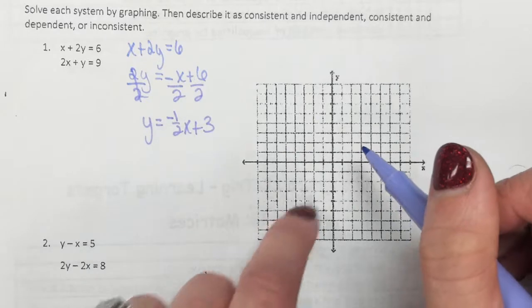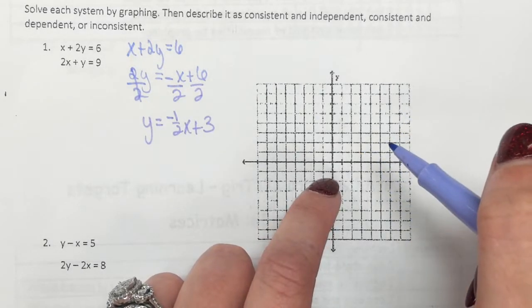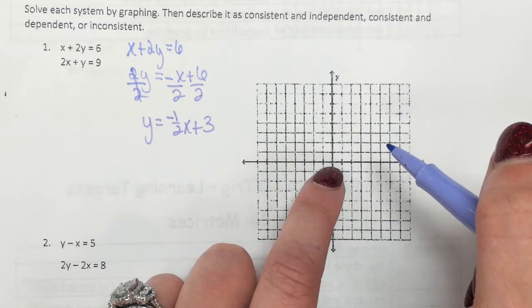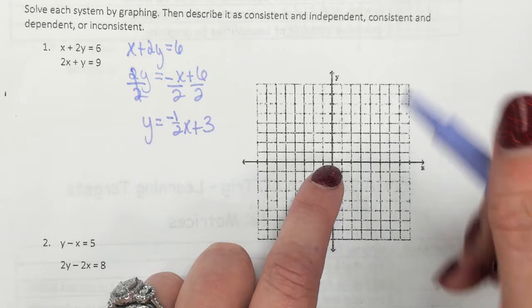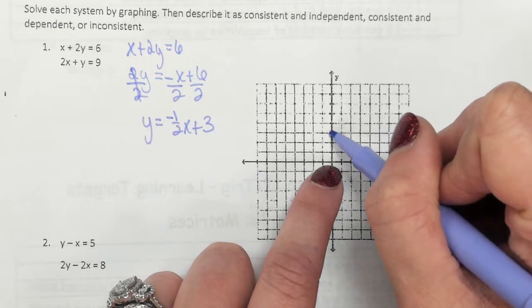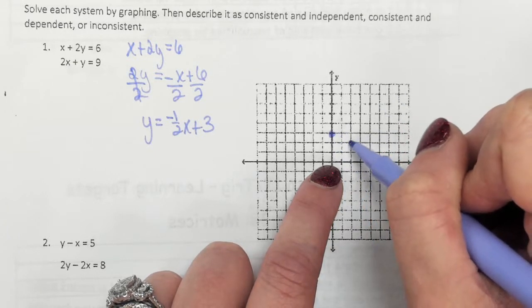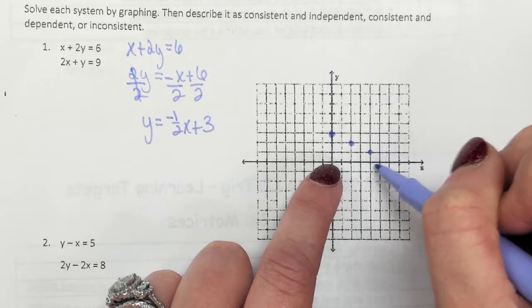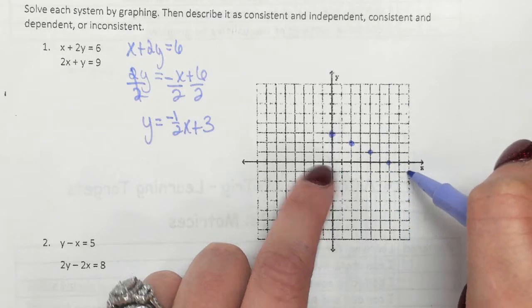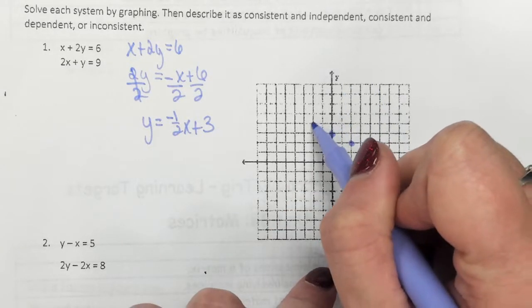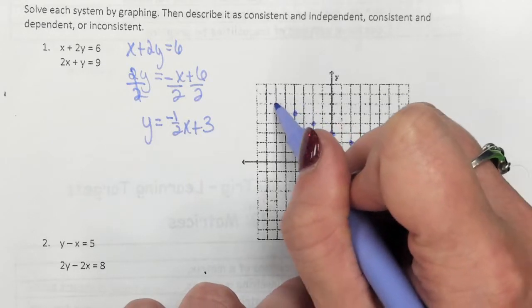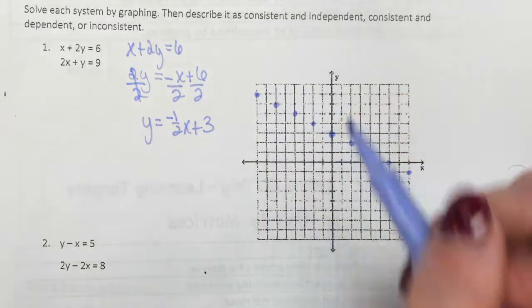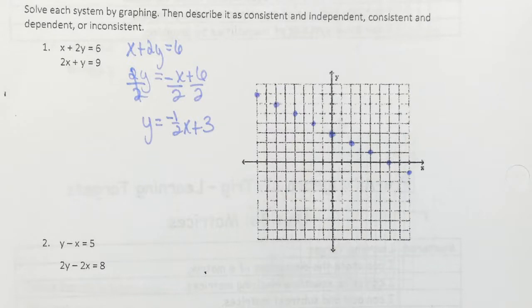Let's graph it. Alright, here we go. We're going to go up 3, and we're going to go down 1 and right 2. You want to go all the way as far as you can go, because if not, you may not see where they cross if you don't go long enough.